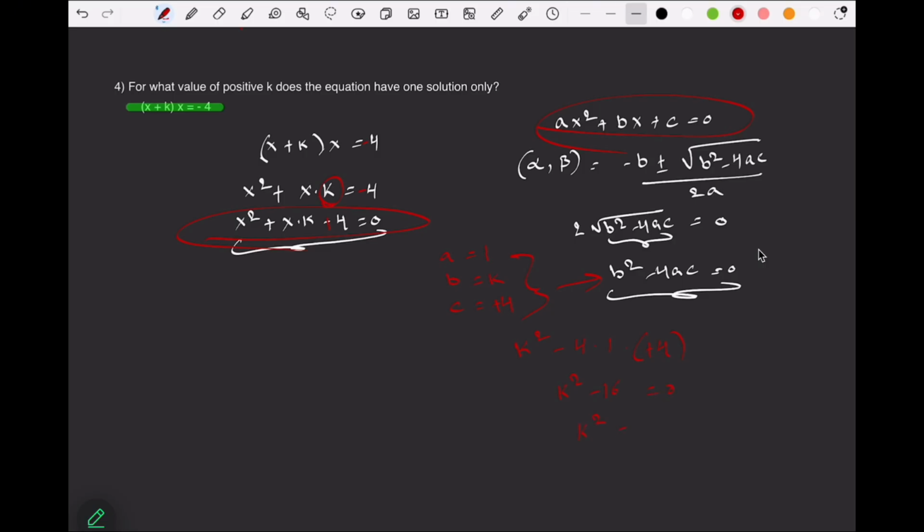k square is equal to 16. If I apply square root on both the sides, k should be equal to plus or minus 4. So if you substitute any value, 4 or minus 4, in the value of k, this expression is going to have only one solution. Let's jump into the last question.